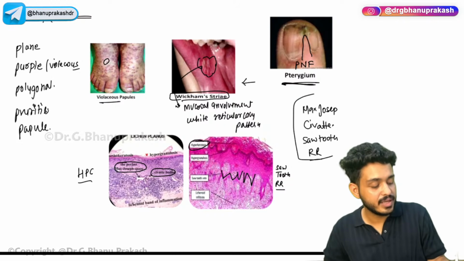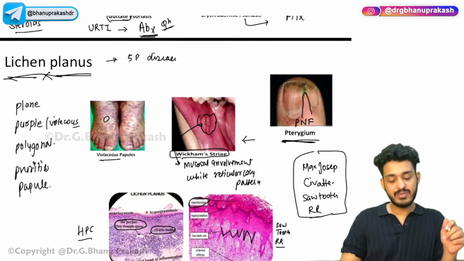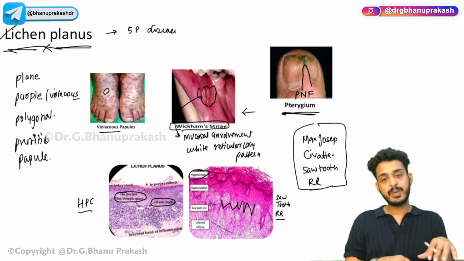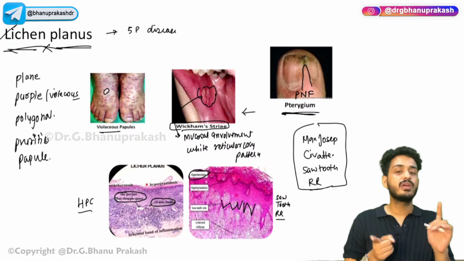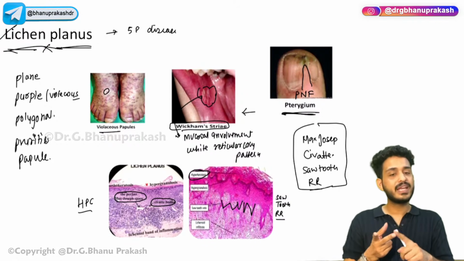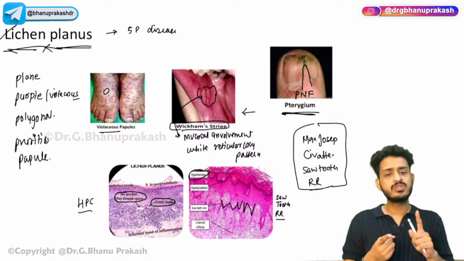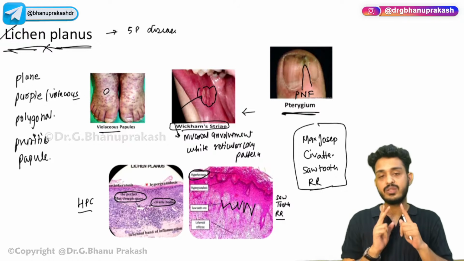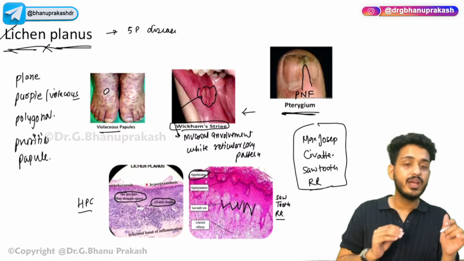Your answer will always be in terms of lichen planus. Okay, this is what you need to remember. If you remember this much information: pterygium, Wickham's striae, plain, purple, polygonal, pruritic papules, Max Joseph space, Civatte bodies, sawtooth rete ridges, your answer will definitely be lichen planus.